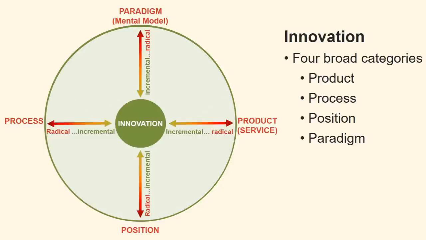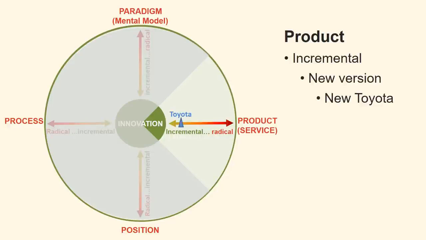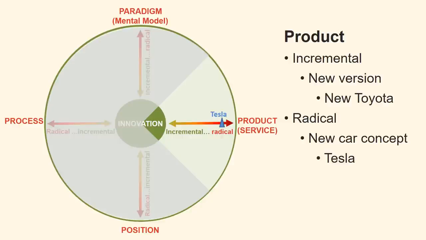Now we shall review each of the 4 categories with examples of both incremental and radical innovation. Product innovation. A new model of an existing car, such as a new Toyota model, is an incremental product innovation. Toyota does it a little better. A new car concept with electric cars, such as a Tesla, was a radical product innovation. Tesla does it differently.